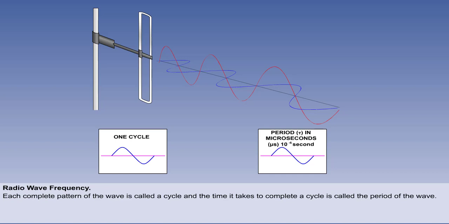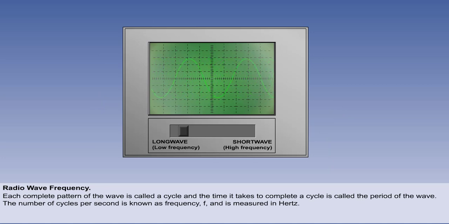Because radio waves are so small, the time for each cycle is measured in microseconds, that is, 1/1,000,000th of a second. This is expressed as 10 to the power of -6, written as μs. The number of cycles per second is known as frequency and is measured in hertz. The device used for displaying frequency is the oscilloscope. Move the slider to see how wavelength and frequency are inversely proportional to each other.